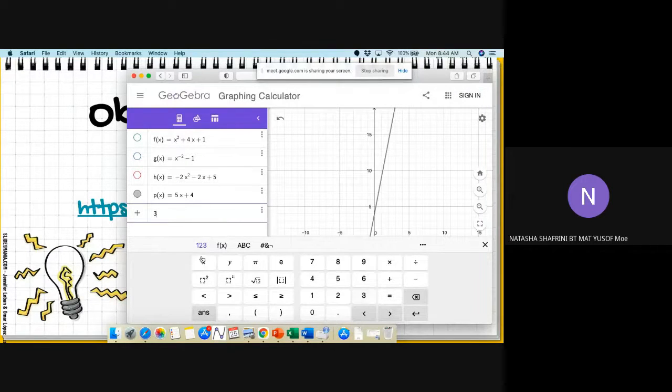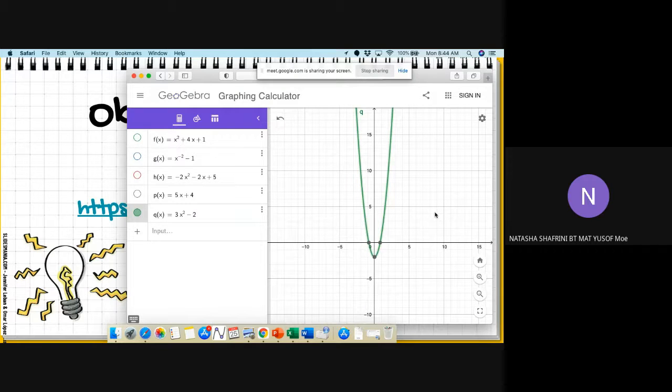3x square minus 2. Okay, the shape of graph. Okay, state the shape of graph. Boleh siapa bagi tahu shape of graph? U shape. U shape. Good, very good. And the minimum or maximum point? Minimum. Minimum, good. Okay, next.